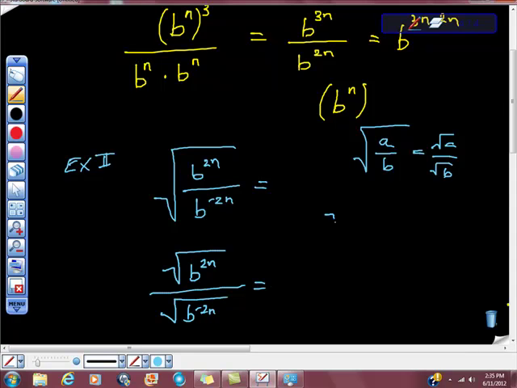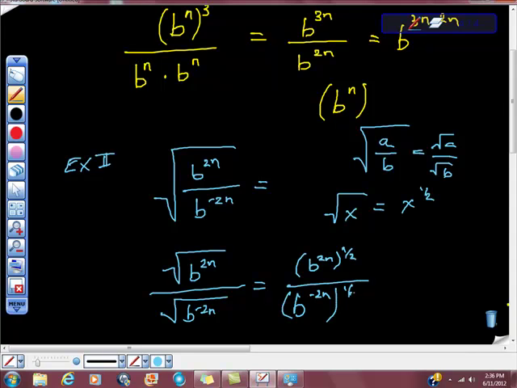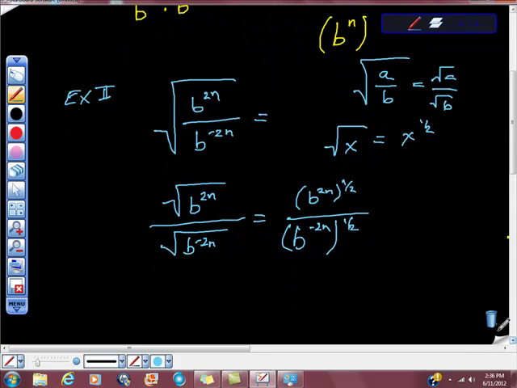And then I'm going to take this rule that says that the square root of x is actually equal to x to the 1/2 power. So I'm going to take b to the 2n to the 1/2 power over b to the negative 2n to the 1/2 power. Right? This should make some sense. And we know this, that if we have a to the m to the nth power, we multiply these two, so we get a to the m times n. So I'm going to multiply this, so I'm going to get b to the n power over b to the negative n power. This thing is using a lot of rules.